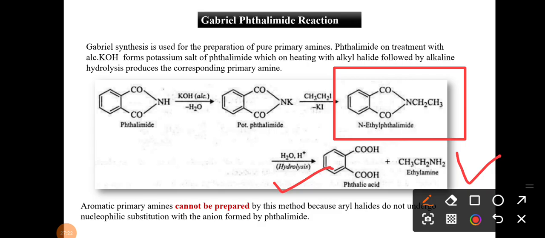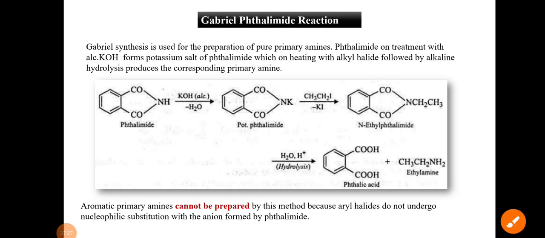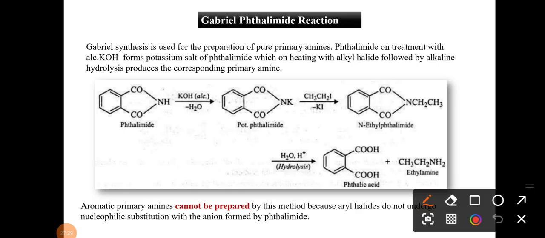So how is this product formed? Because hydrolysis is there, okay, hydrolysis, but at what position? That hydrolysis is here, okay, means two H2O molecules are present over there. So due to that hydrolysis, that molecule is converted into phthalic acid plus your ethyl amine. Okay, the last one, very important one.